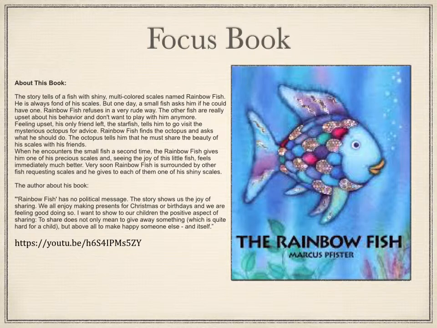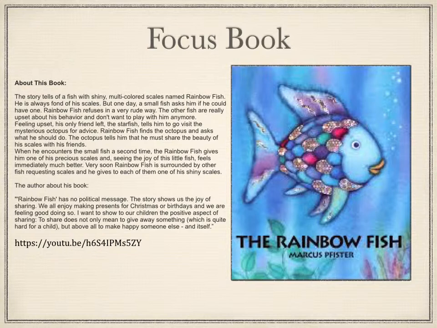So it's basically a story of a tiny little shiny fish named Rainbow Fish, and he's kind of rude. A small fish asks him if he could have one, and Rainbow refuses to give one of his scales away, but in a really rude way. So think about the message of this book. We'll be talking about that when we get back.